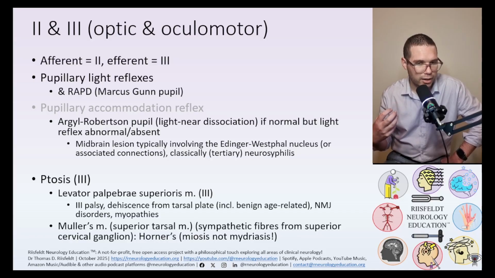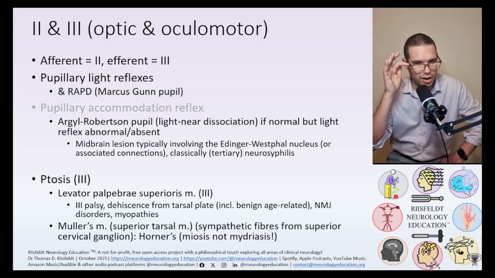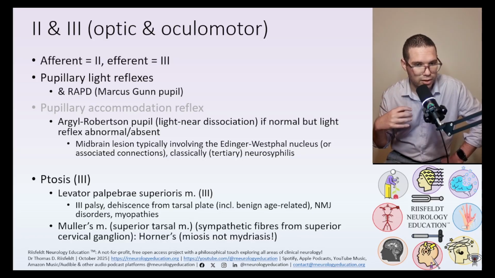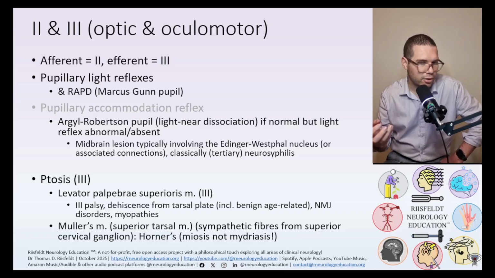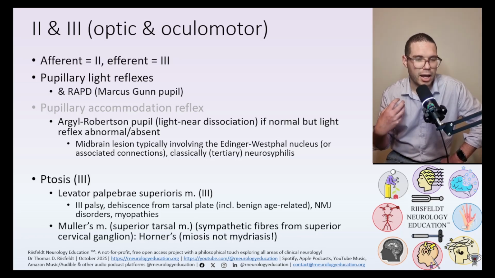The other way, neurologically, that you can get ptosis is from weakness of the other muscle involved in keeping the eyelid elevated, which is the superior tarsal muscle, also known as Mueller's muscle. And rather than being innervated by the third nerve, that is innervated by the sympathetic fibers that come directly from the superior cervical ganglion. And of course, that's important in the context of Horner's syndrome.